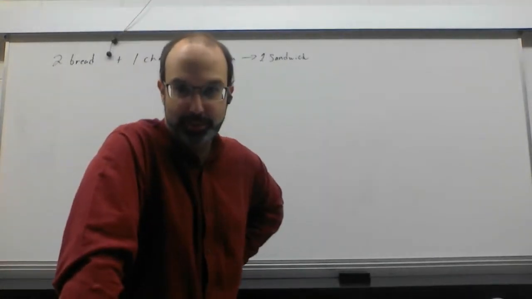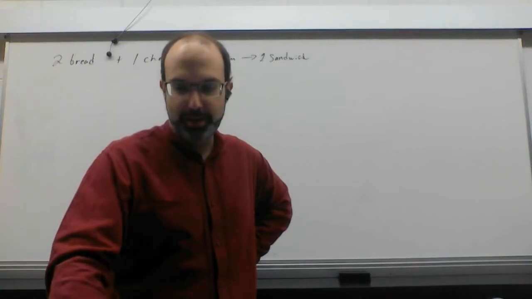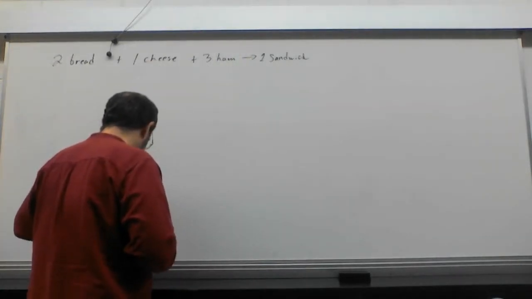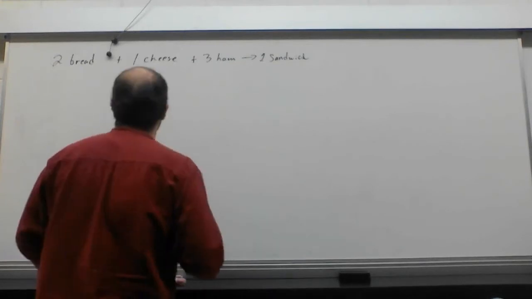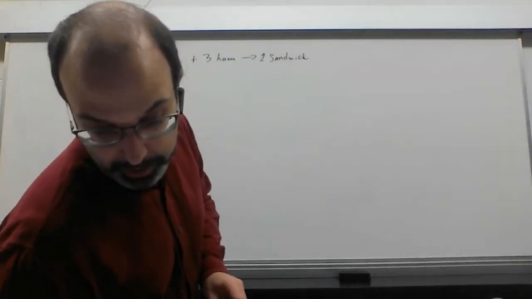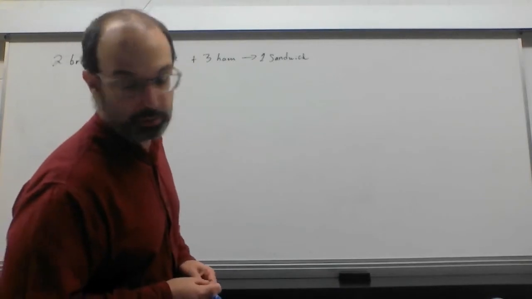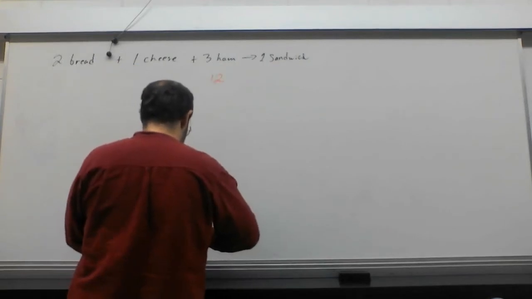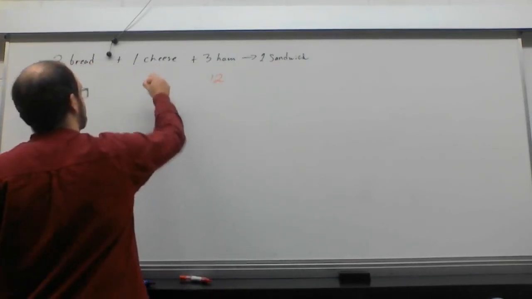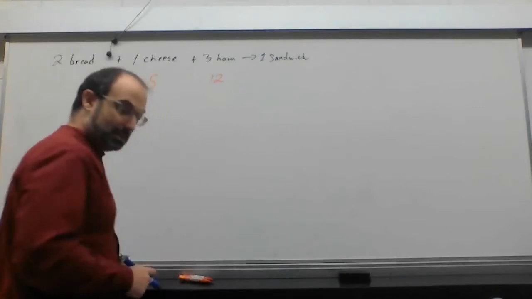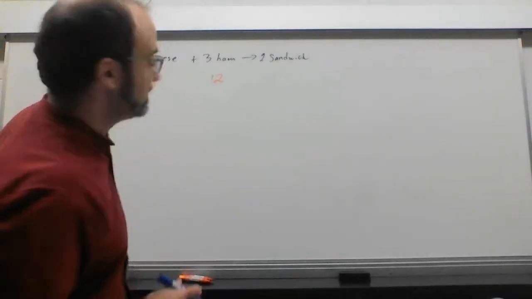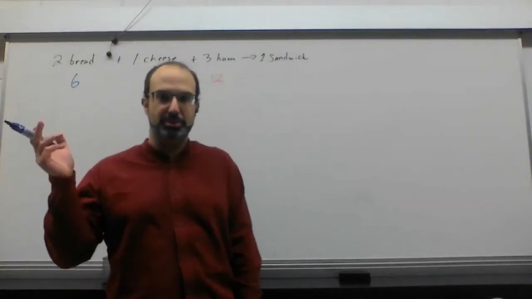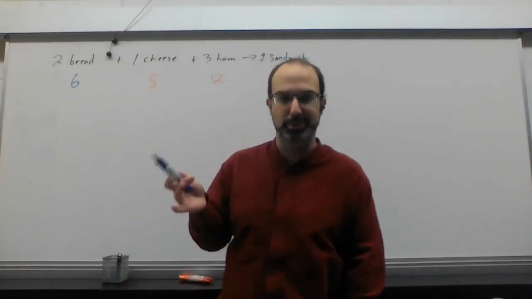Now, in this context, with the numbers that we have, how many can we make? All right, let's remind ourselves what the numbers are. We said 12 pieces of ham. We said 5 pieces of cheese. And we said 6 pieces of bread. So what's going to run out first in this context? One of them will run out first, but which one?